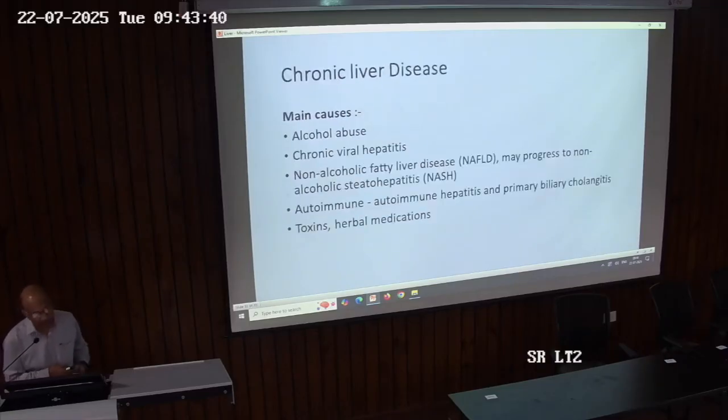That is why the fibroscan is an investigation which is becoming very, very popular these days. Other causes like autoimmune, some toxins and herbal medications. So be careful when you take these local medicines available in the villages, which are supposed to be very good. Some of them may contain heavy metals and other alkaloids which could damage the liver.